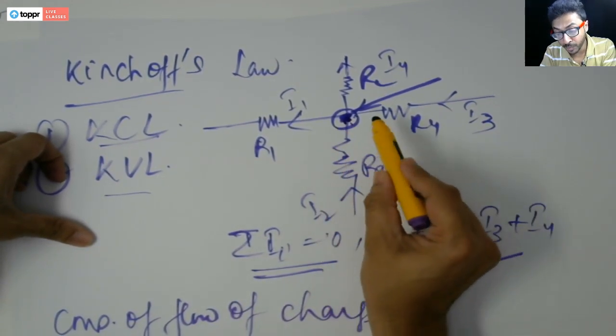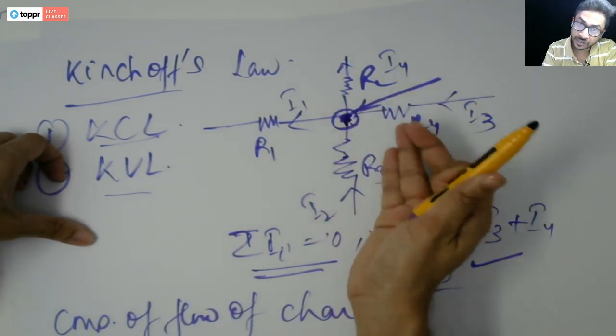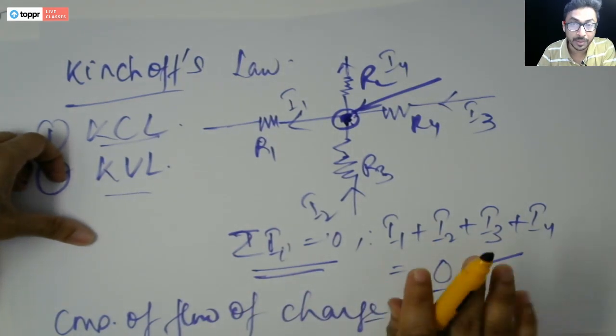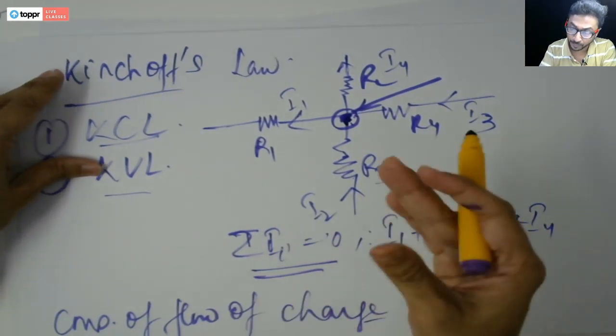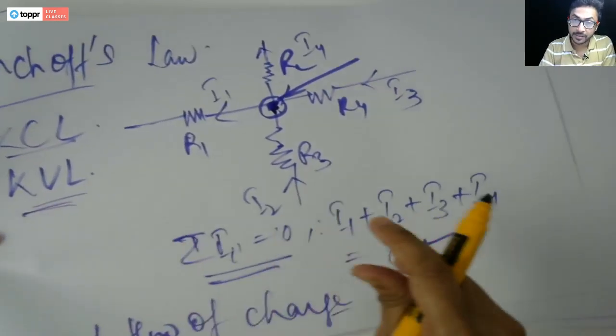That is, we are assuming no charge is getting accumulated. Whatever charge is coming in, the charges are going out. So the total current will be 0. And this is really helpful. We'll use it in problems. Kirchhoff's second law is the Kirchhoff's Voltage Law.